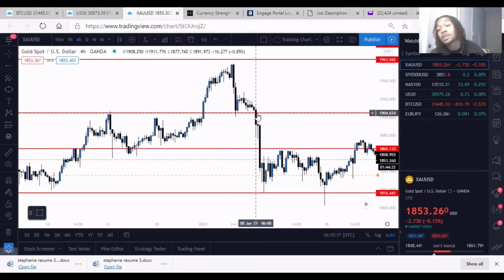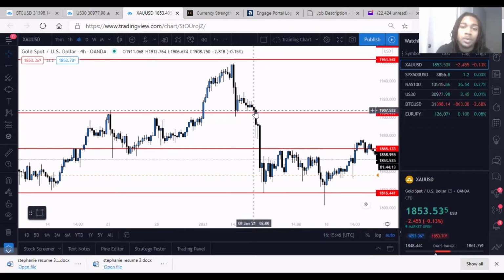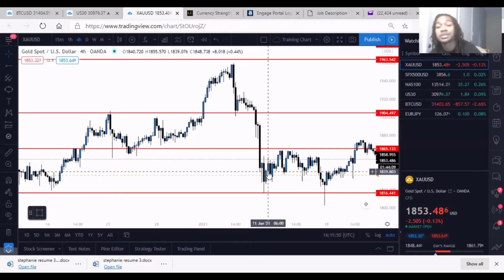We don't trade consolidation, we trade moves. We don't trade consolidation. That's everybody getting eaten up. So price consolidated. It didn't give us what we wanted and it broke right down, creating a sell.